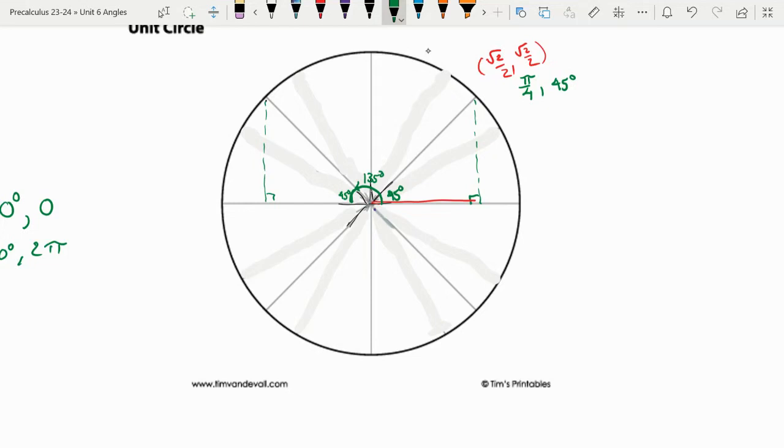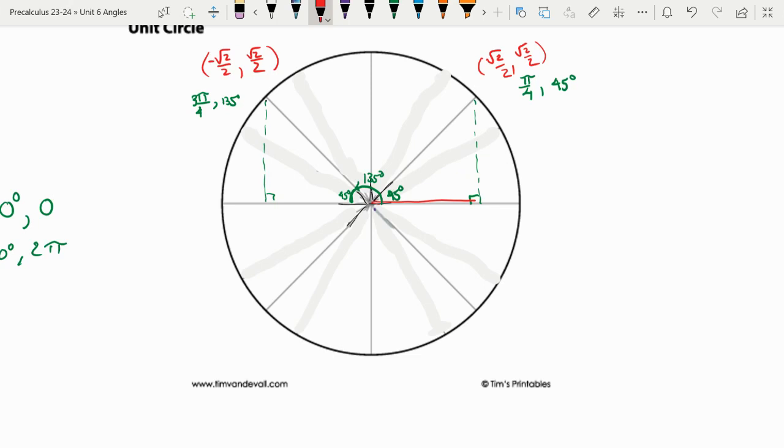So here at 3 pi over 4 or 135 degrees, what is my ordered pair? Aren't my x and y going to be root 2 over 2, root 2 over 2? It's going to be the same thing, but now I'm in quadrant 2. Is x positive in quadrant 2? No, the x is negative in quadrant 2, but y is positive in quadrant 2, right?